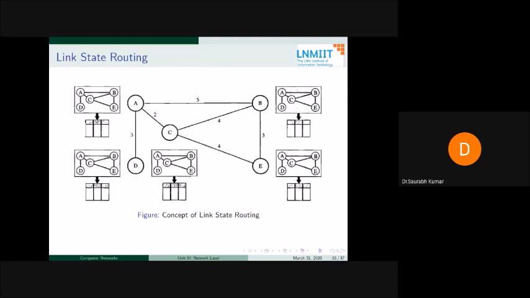In link state routing, if each node in the domain has an entire topology of the domain, please listen to my words very carefully. What does the entire topology consist of? It consists of a list of nodes and links. Yes, we have here a list of all the nodes and a list of all the links.